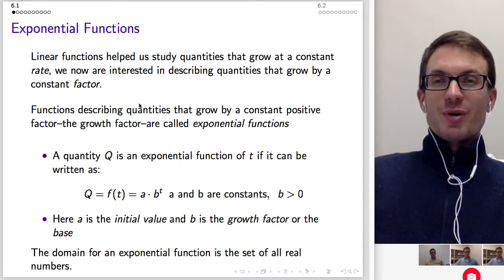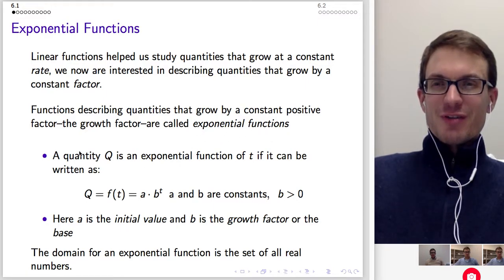Well, now we're going to talk about what happens when we have quantities growing by a constant positive factor, what we'll call the growth factor. These are going to be what we'll discover are exponential functions. So here's our definition. A quantity q is an exponential function of t if it can be written as q as a function of t is equal to some constant a, times some constant b, raised to the tth power. B has to be positive.